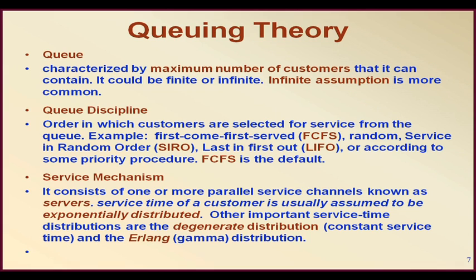The next one is the queue discipline. One very interesting thing about queue discipline is that the rule, or the order in which the customers are selected for service, does not actually make the queue performance measures any different. So, it is something like this. Suppose you are waiting in front of a doctor, the doctor is following a peculiar queue discipline.